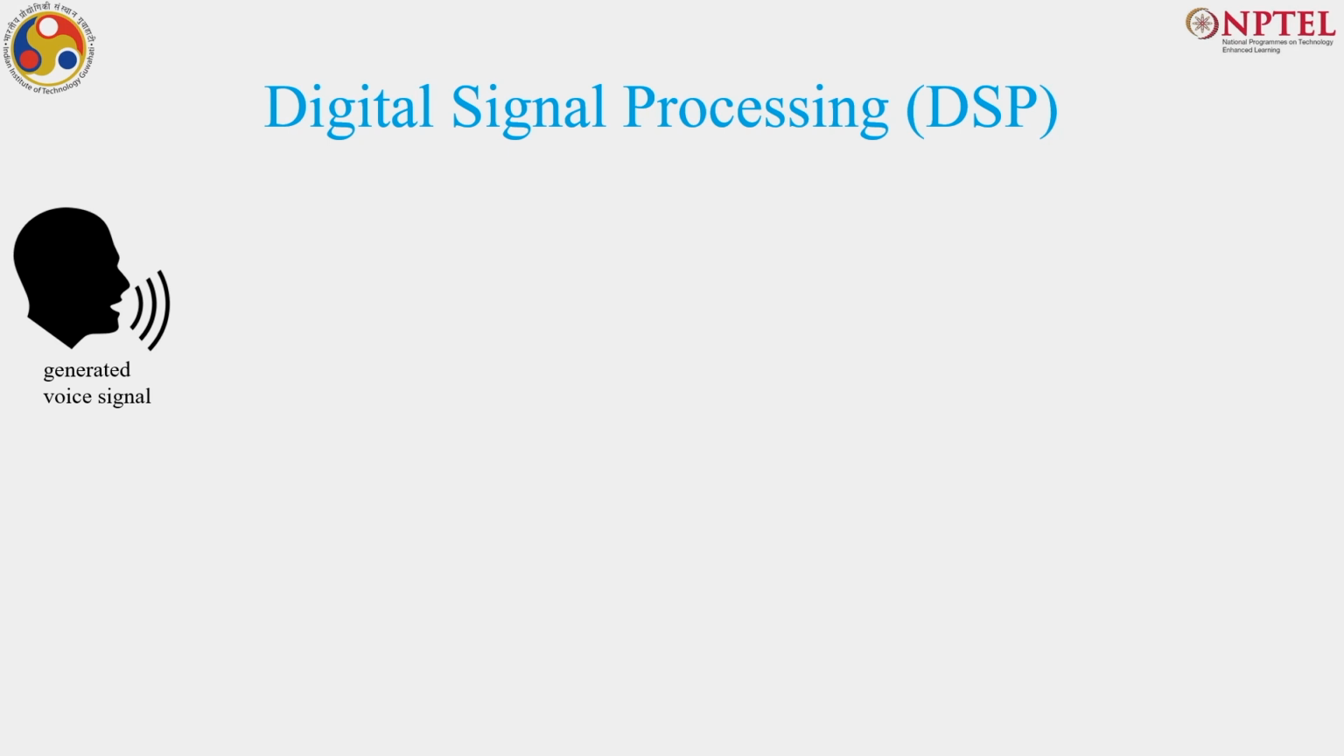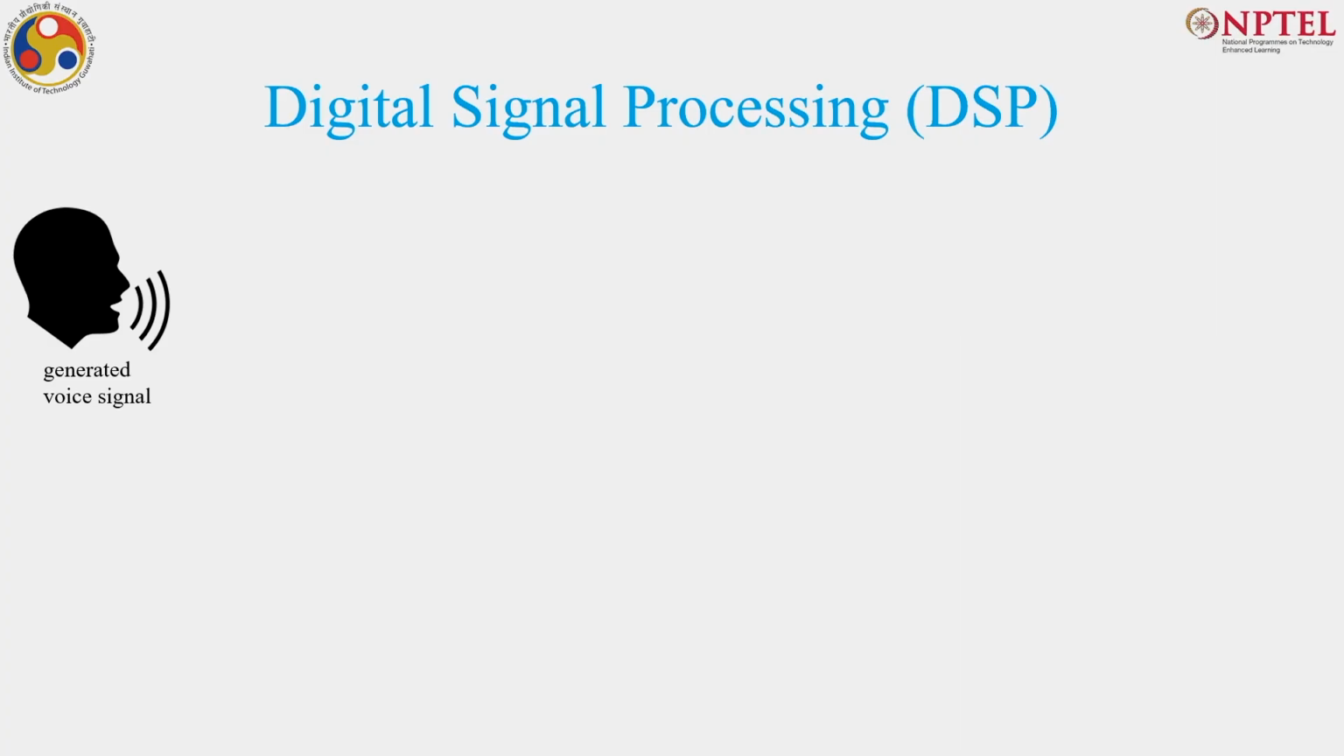So, we had a lot of discussion about digital or discrete time signals and their categorization. Now, let us try to understand the approach of digital signal processing.